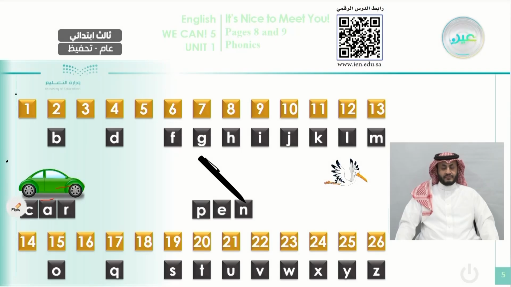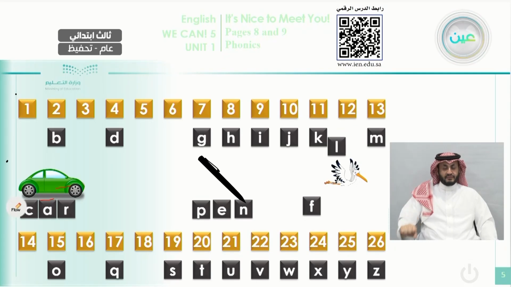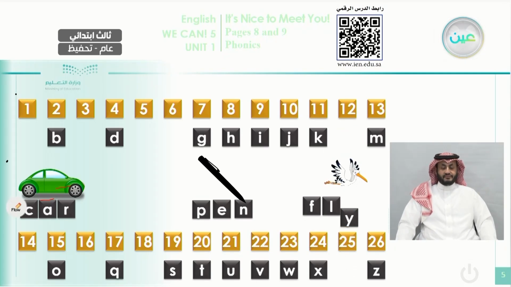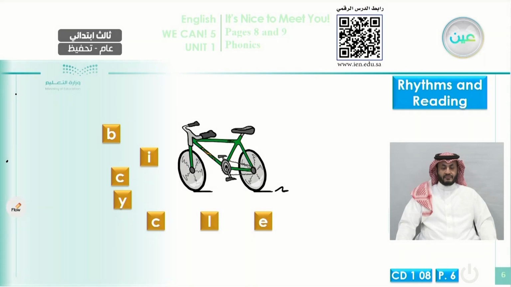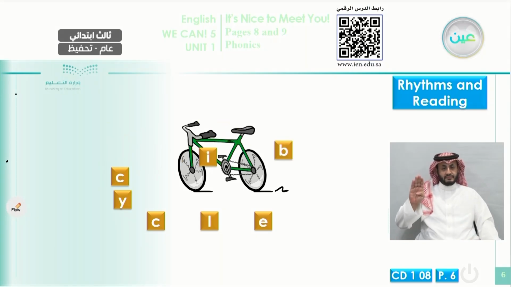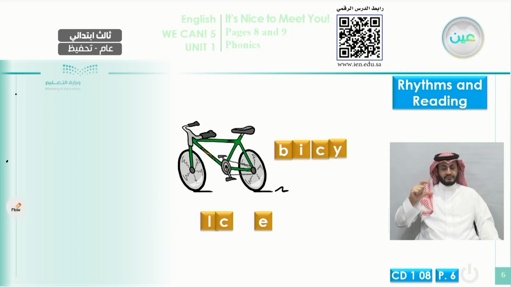The next here is fly. The bird is flying, so the word is fly. How do you spell fly? F-L-Y. Okay, we move to the next word. What can you see here in the picture? This is a bicycle. How do you spell the word bicycle? It starts with B-I-C-Y-L-E. Okay, can you spell that?